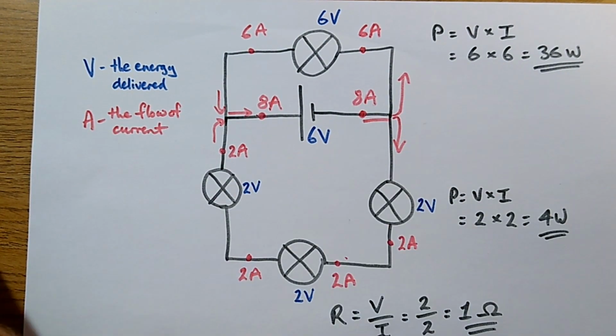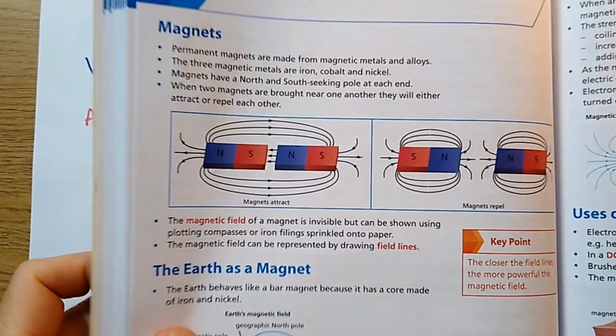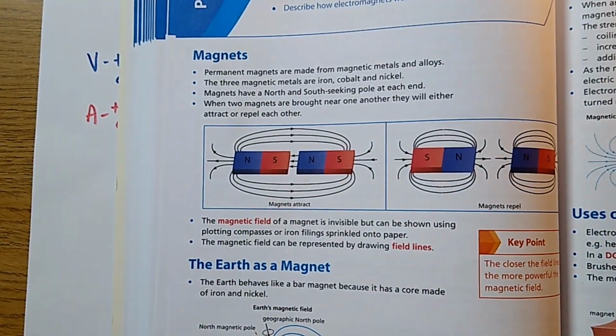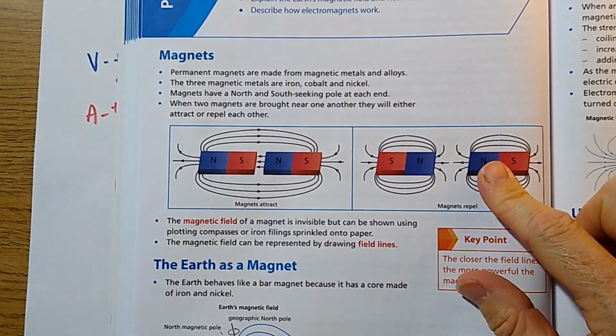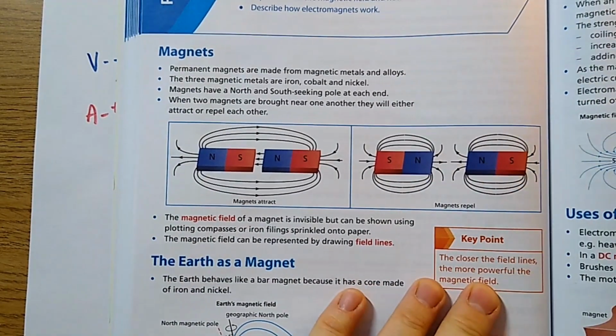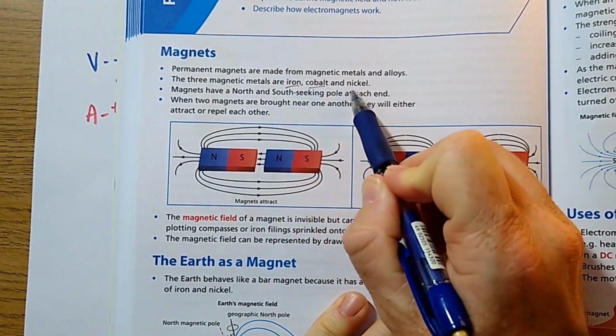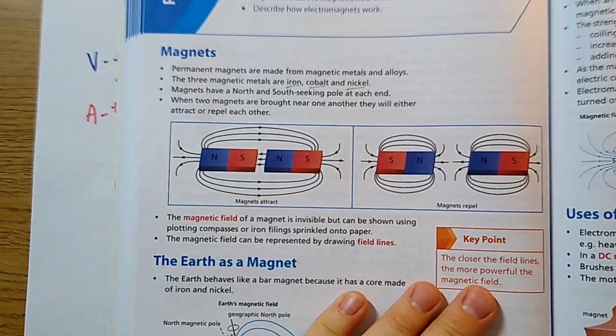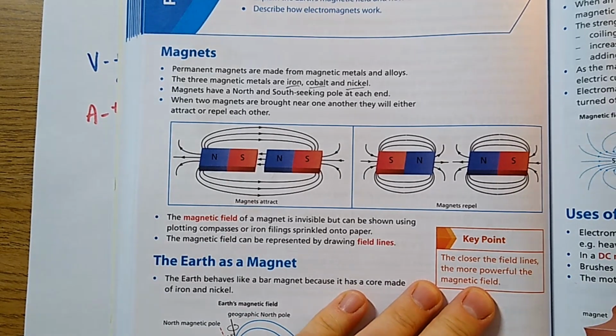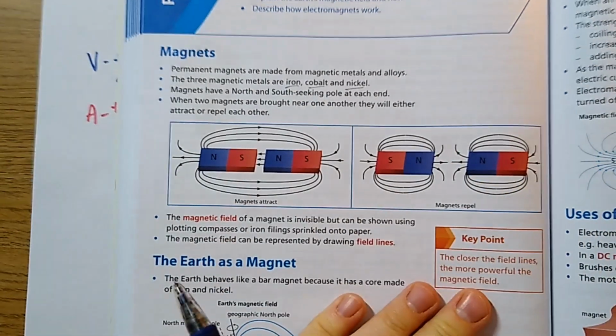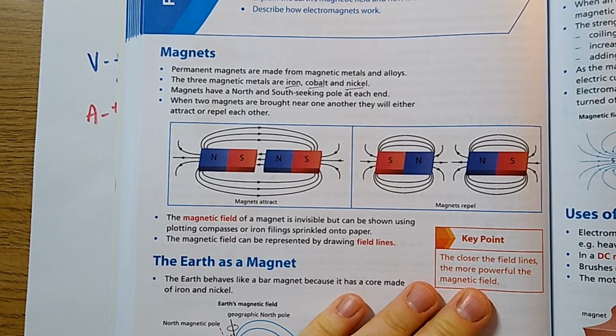Let's take a little look at magnets. These are really quite straightforward things. You need to know the 3 magnetic materials: iron, cobalt, and nickel. Aluminium is not magnetic. Copper is not magnetic. These are those 3 magnetic materials.